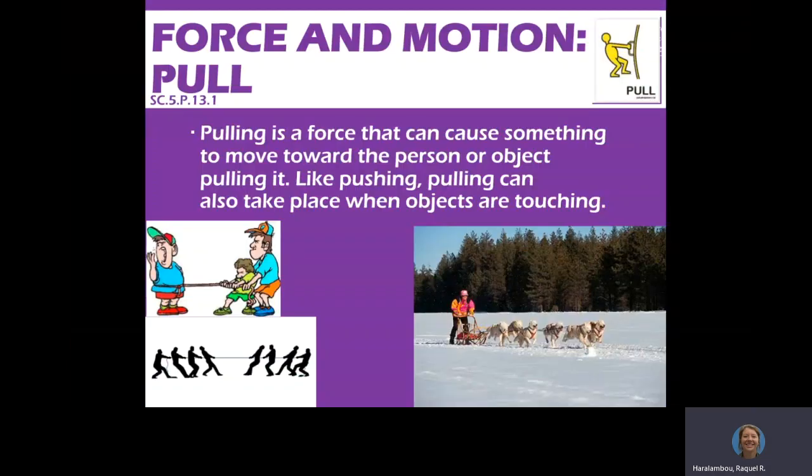So pulling is a force that can cause something to move towards you or an object pulling it. Like pushing, pulling can also take place when objects are touching. So I have to be able to pull something. I have to be able to touch it. Best example of this is tug of war. I have to pull. Whoever has the most force will fall in that direction.